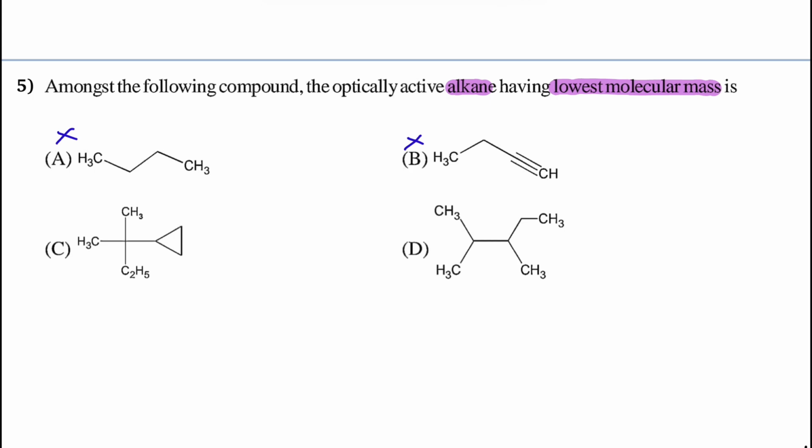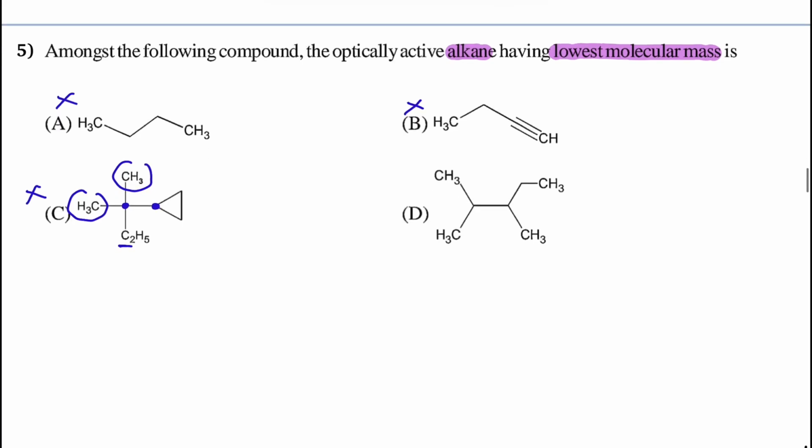And here also there is no chiral center. Here we have a methyl group, here a methyl group. In the ethyl group also there is no chiral center. This is not a chiral center, so this does not have a chiral center. And obviously only one option you have, that is option D. Here you have a chiral center, this one. This has one chiral center: an ethyl group, methyl group, hydrogen, and an isopropyl group. So the answer must be D.